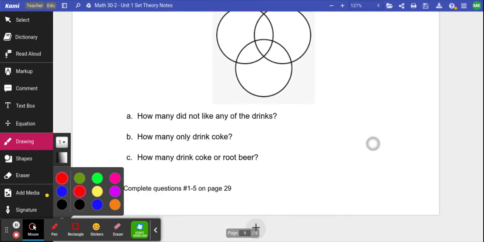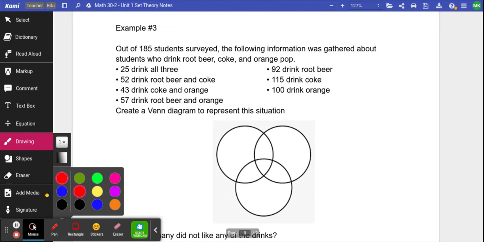This is the tricky one. We're going to build a Venn diagram. We're actually going to take numbers and put them into a triple Venn diagram. Example 3. Out of 185 students surveyed. Okay, that's important. 185 students surveyed. That means the total in your Venn diagram should equal 185.